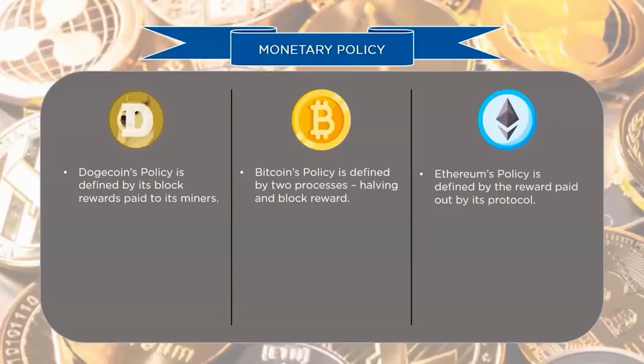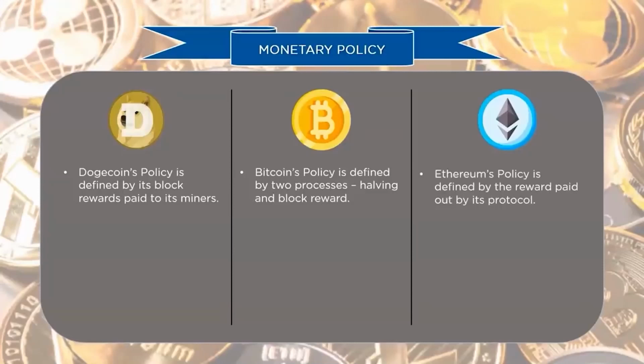And Ethereum's policy is defined as minimum issuance to secure the network. That is, there is a constant trade-off between the transaction speed and security. Dogecoin's block reward is 10,000 for mining one block. Bitcoin's block reward is 12.5 for mining each block, and which is set to get reduced to 6.25 by 2024. And Ethereum's block reward is 2 Ether per block.